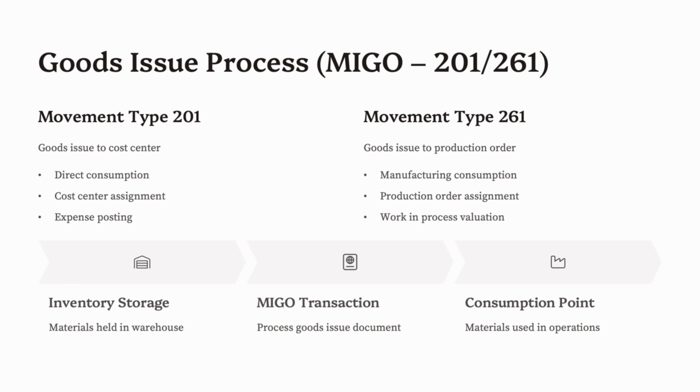3.1 Types of Goods Issue. 1. GI for production, MIGO 201 or 261. 201, issue to cost center. 261, issue to production order.